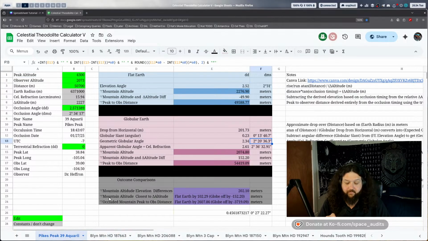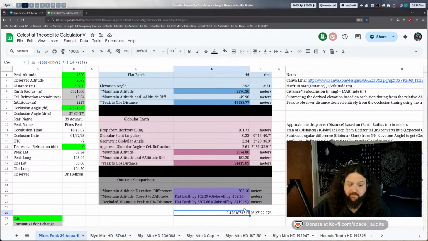Yeah. So actually that's something I wanted to cover now to get into the next part of the analysis. Now that we covered how to derive geometric globe drop and how it's going to change in the spreadsheet moving forward.